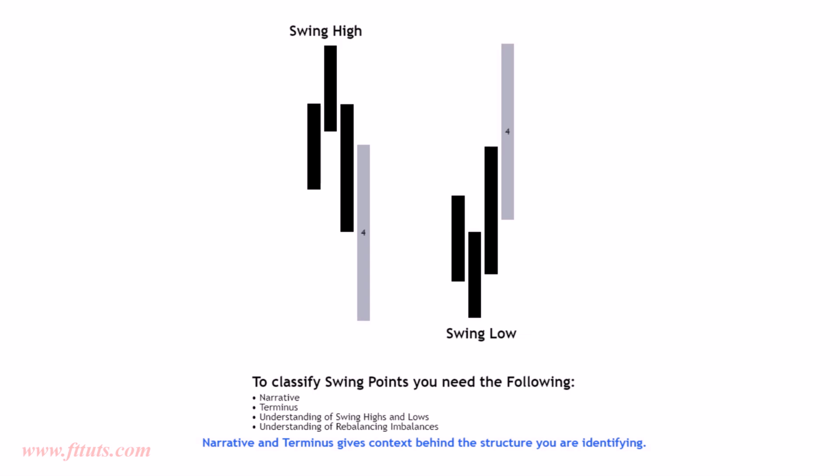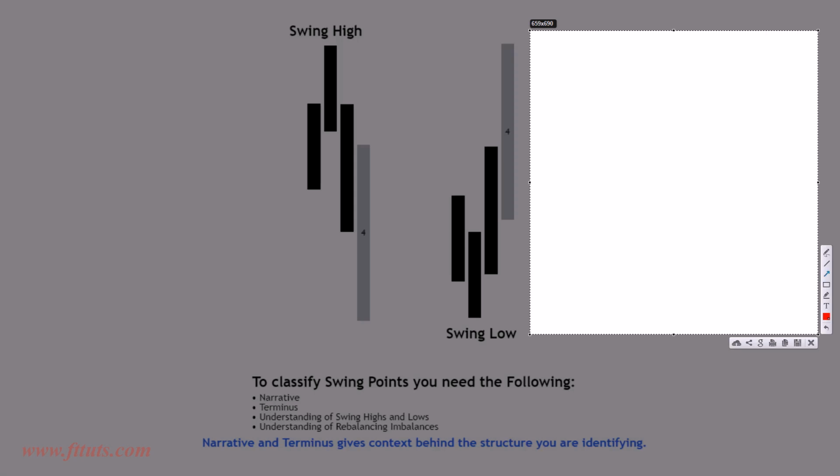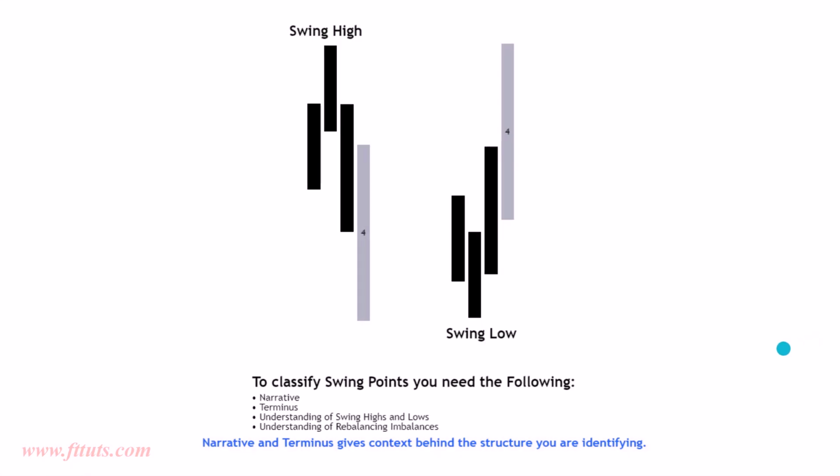Before you can start classifying swing highs and swing lows, you need to have a narrative and terminus. So you need a source for price to move down, and you need a target. Then you need to understand swing highs and swing lows, which we just covered. And next, you need to understand rebalancing imbalances. If you don't have a proper understanding of imbalances, then you're going to have a hard time identifying rebalance intermediate-term highs. So you need to know what those are.